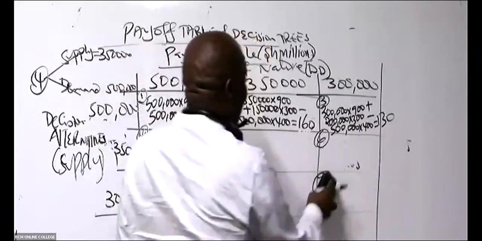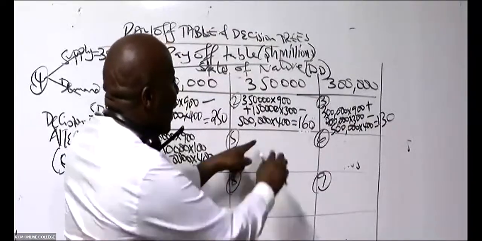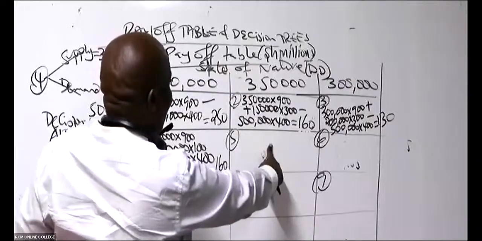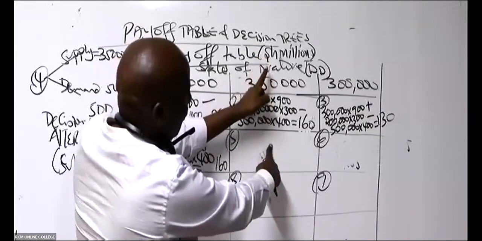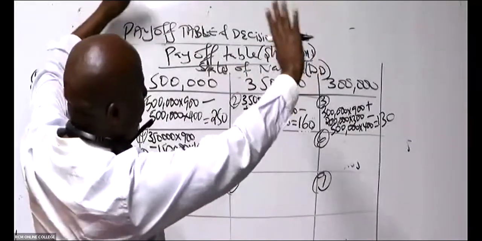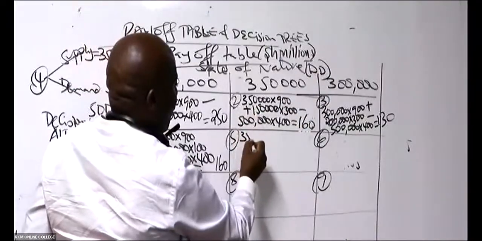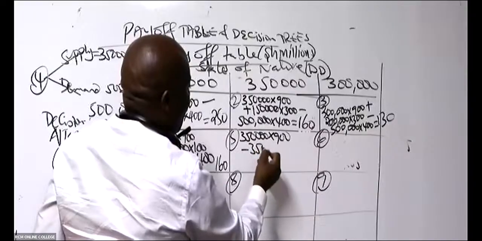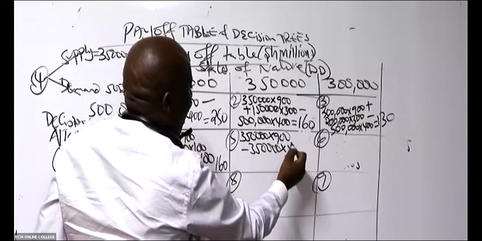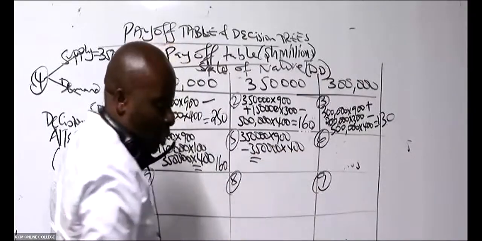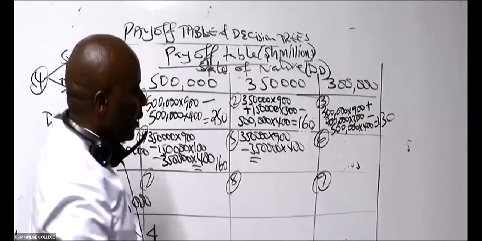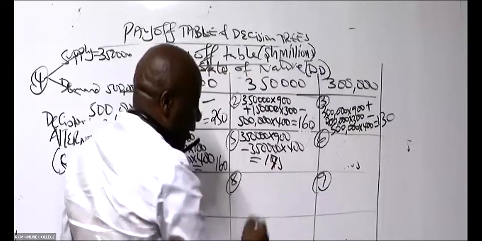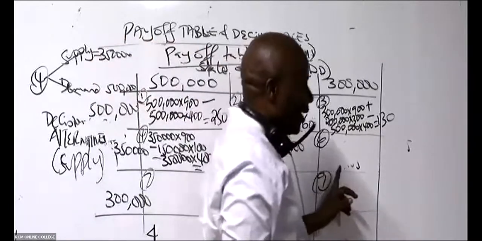Now, ladies and gentlemen, with the number 5, what is happening? The intersection. The intersection is 350 supply, and what is being demanded is 350. So we are lucky, we shall sell everything. So we sell 350 at 900 minus 350,000 at 400. So then this one here will give us what figure? 145. Hii ni 175.